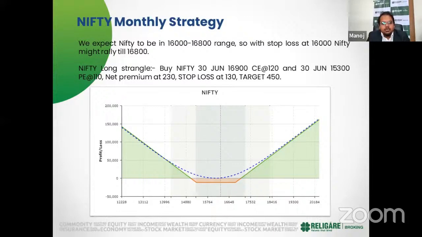And in this way, a better strategy that we can do here is we would be buying the month end, which is your end of the series, 30th June expiry, 16,900 strike call option for around 120 rupees, and we'll buy a 30th June 15,300 put option also, along with a combination of 110 rupees. So the net premium that the buyer pays is around 230 rupees, which is 120 of the call option and 110 of the put option. So when you add these two, it comes to a net total of 230 rupees.